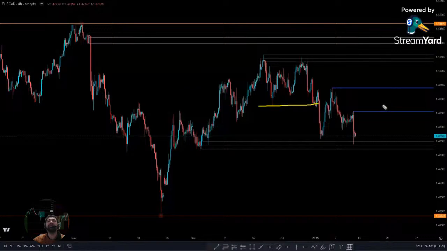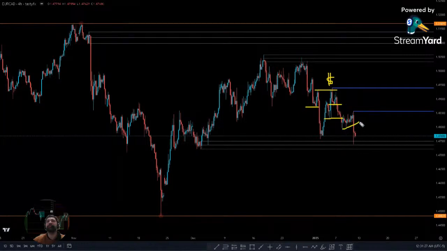We did get a break around here. Let's make it more simple. We did get a break around this structure. Price came down, pulled back, continued, reached this level, and took the liquidity around here. After the liquidity, price started selling. Right here we had a small resistance, but price broke that level, broke this level, and even broke this resistance right here, and after that price went on the downside.